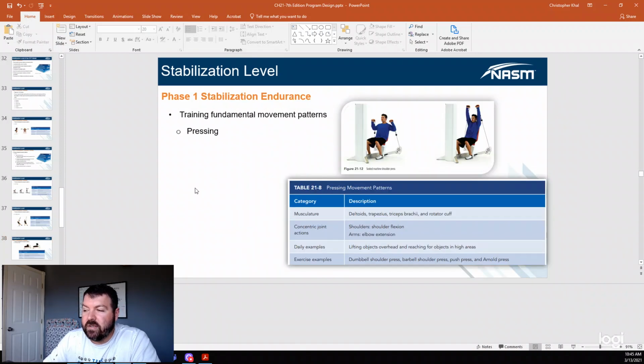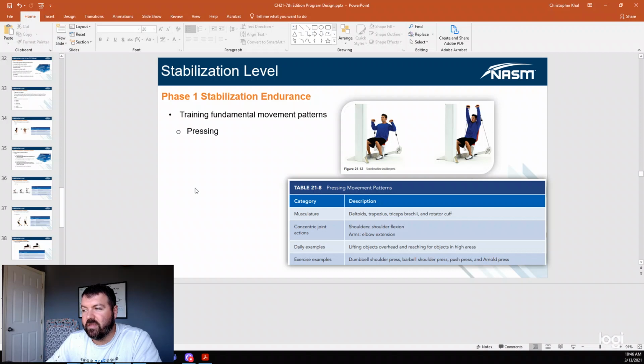Here's a press. Okay, so this is a seated machine shoulder press. You've got traps, trapezius, triceps, and rotator cuff. You've got shoulder flexion and elbow extension. Daily examples: lifting objects overhead, reaching for objects in high places. Exercise examples: dumbbell shoulder press, barbell shoulder press, push press, Arnold press, whatever press it is. It's really, really important to get those overhead presses in.